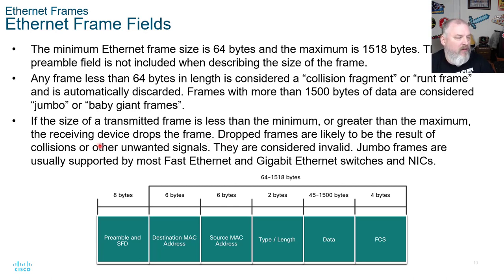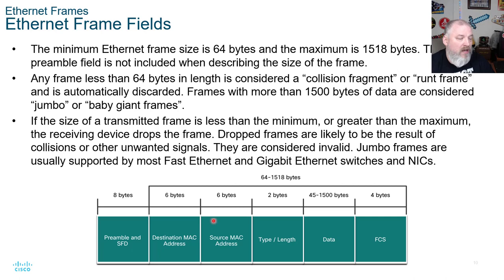Drop frames are likely to be the result of collisions or unwanted signals. So you get interference on your lines, and that could be the cause of that. So they're considered invalid. And jumbo frames are usually supported by most Fast Ethernet or Gigabit Ethernet switches and NICs. And this is a visual representation here.